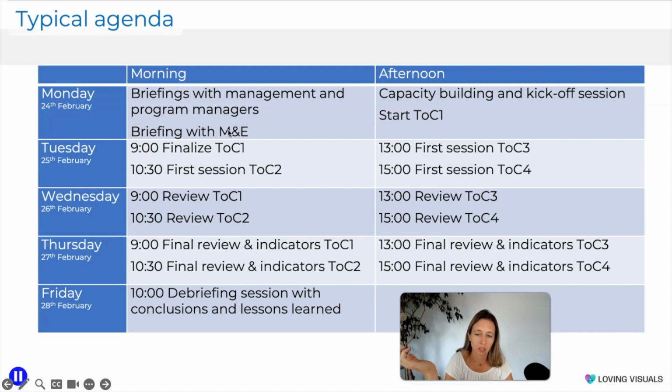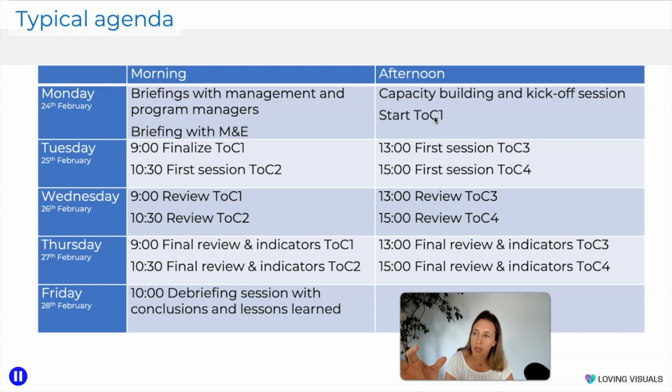Then it's a good idea to brief with the monitoring and evaluation function, because they will be particularly interested in this exercise normally. And usually we kick off with a capacity building session, which is a mix of the first module and a bit of the second, and the third, like a summarized overview of this training, for them to know what we're doing and what I am doing there. And probably the capacity building will lead to a first session, so they see the process hands-on.